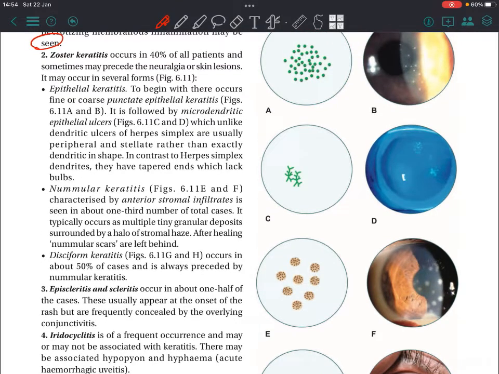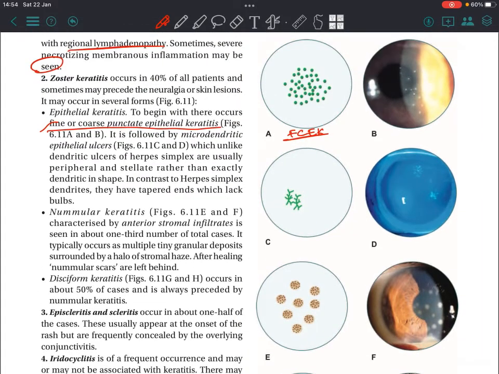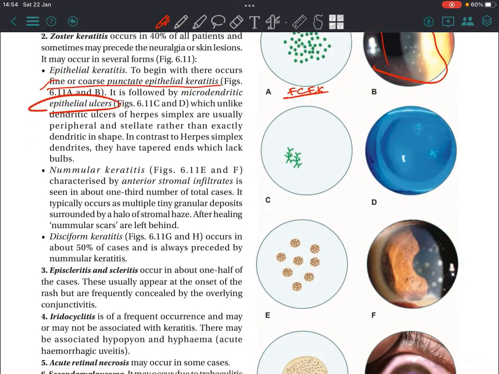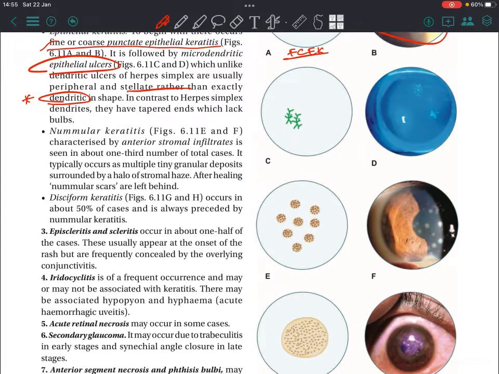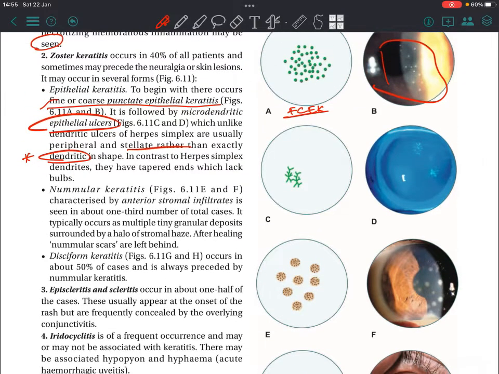Zoster keratitis, epithelial keratitis. To begin with, there occurs fine coarse punctate epithelial keratitis. It is followed by microdendritic epithelial ulcers, which, unlike dendritic ulcer of herpes, are usually peripheral stellate rather than exactly dendritic in shape. Nummular, it is microdendritic.